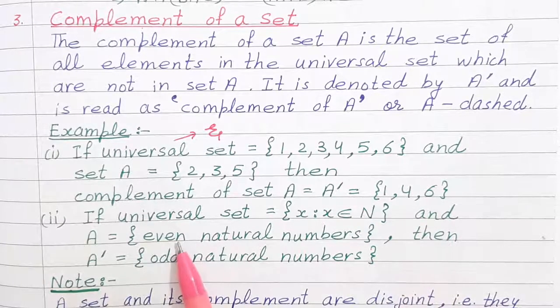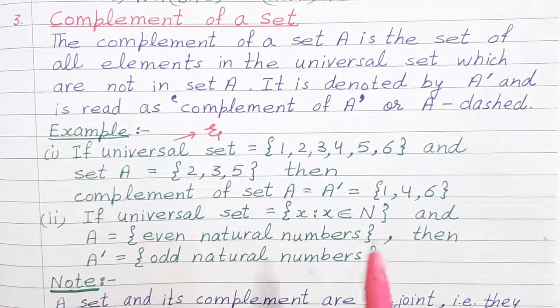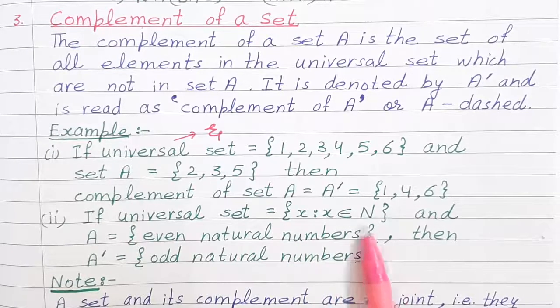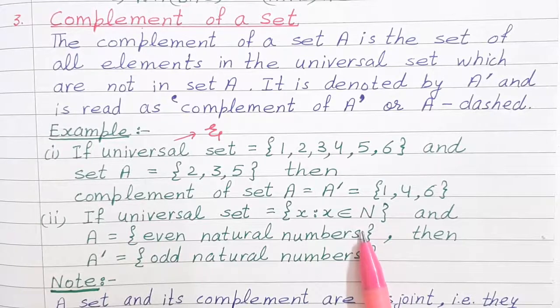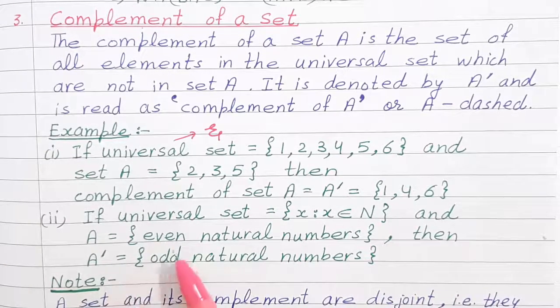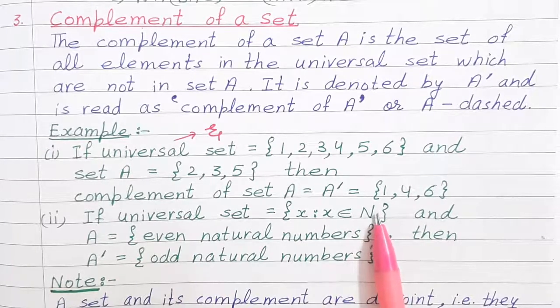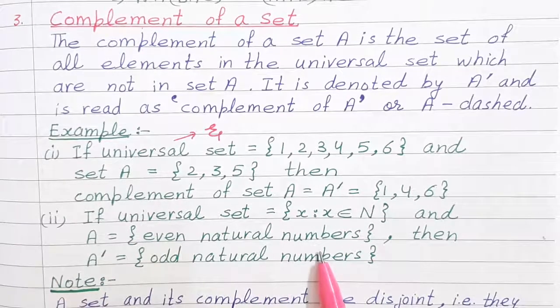Now let us discuss one more example. If the universal set is {x : x belongs to N}. Now N means what? N means all the natural numbers, and A is all the even numbers. Now out of the natural numbers, if A is the set of even numbers, then A complement will be the odd natural numbers, right? I hope you have understood now.